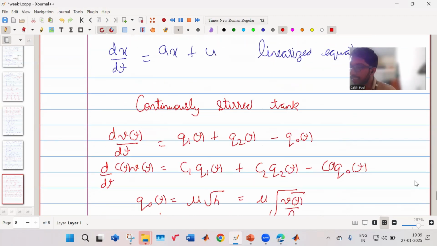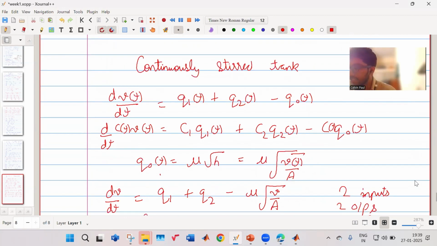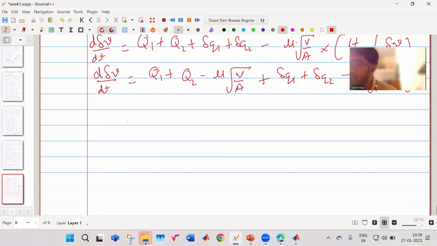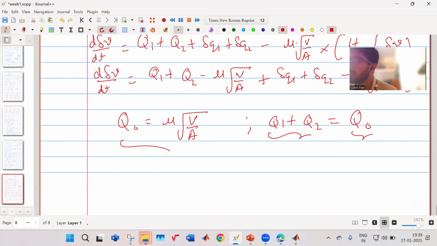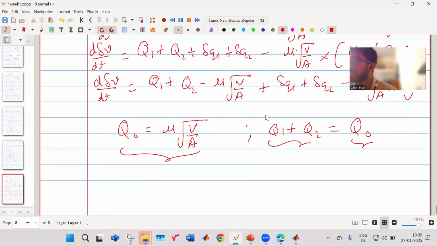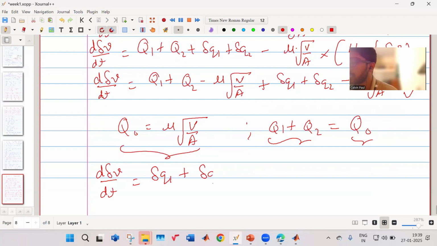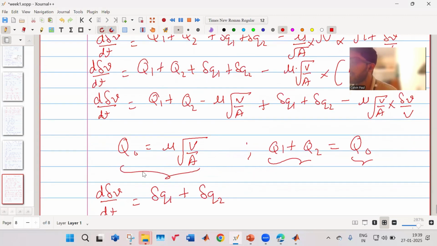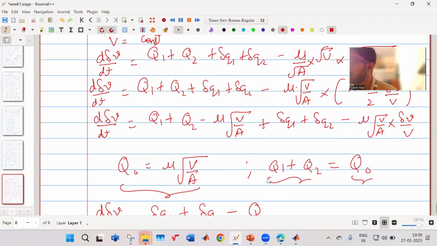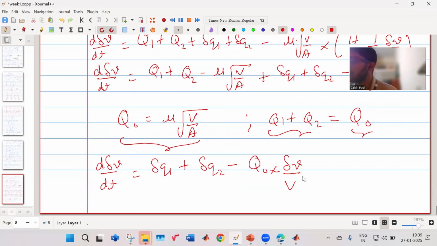So I'd like you to understand this at steady state. At steady state, what is my Q naught? My Q naught is mu into square root of V upon A, right? And at steady state, the rate of inflow is equal to the rate of outflow, right? So that's why my Q1 plus Q2 is equal to Q naught, and this is my Q naught expression. So these two will cancel out each other. So my d of delta V of dt actually will be equal to delta Q1 plus delta Q2, and this minus mu square root of V upon A, which is my Q naught, this minus Q naught into delta V upon capital V.